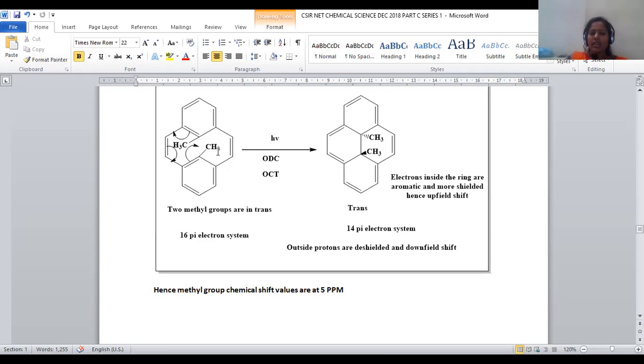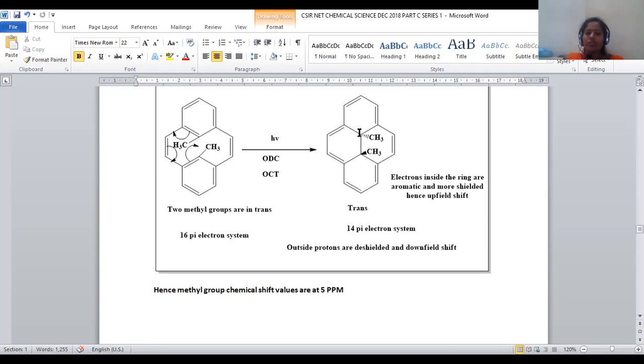Obviously, these two methyls are in trans position. They appear as trans methyl groups at the central carbon atoms. So both methyls are in the trans position. It is a kind of 14 pi electron system. In this 14 pi electron system, whatever hydrogens are present within the aromatic ring structure get shielded. They are in the shielding zone. Always they will appear at upfield values.